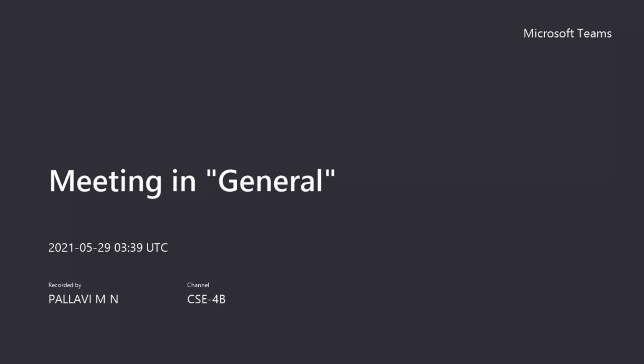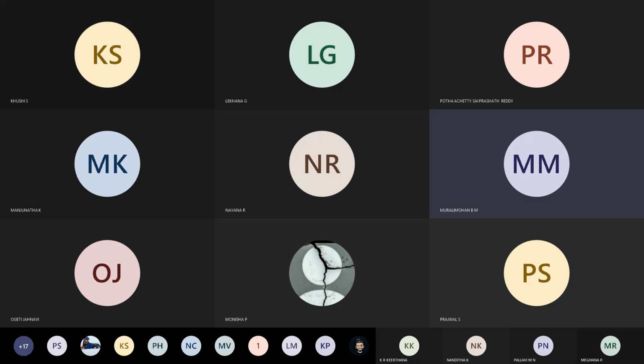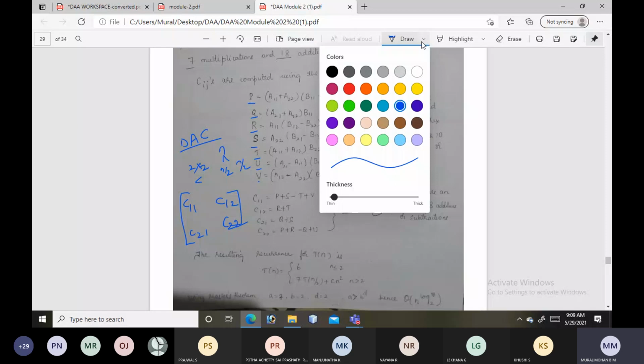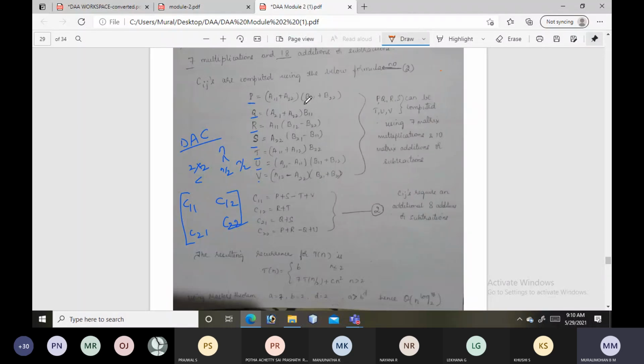A11 plus A22 into B11 plus B22, right? So here we are getting one multiplication. Similarly, here one multiplication, here one, right? So here one, and here one. Totally, how many multiplications are there? 1, 2, 3, 4, 5, 6, 7. So totally 7 multiplications are there, right?